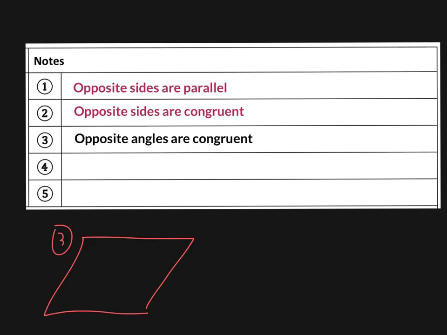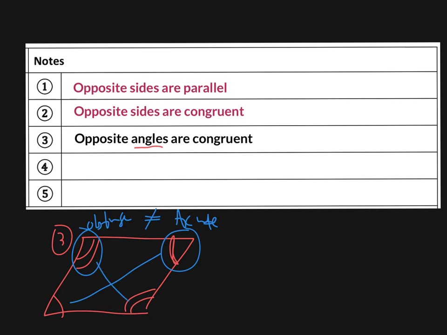Now we turn to 3 and we start talking about angles. Opposite angles are congruent. So here's one angle and the opposite angle's over here. So these 2 angles are congruent and then these 2 angles are congruent. Now obviously all 4 are not congruent. Right here, this is an obtuse angle, and over here, this is an acute angle. So you can't have an obtuse equal to an acute. But these 2 are good, and these 2 are good. So opposite angles are congruent.